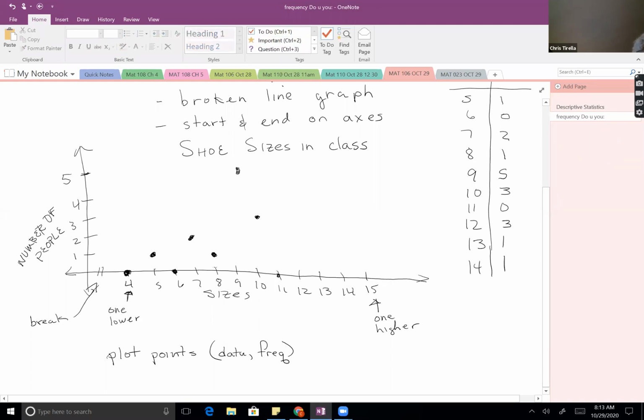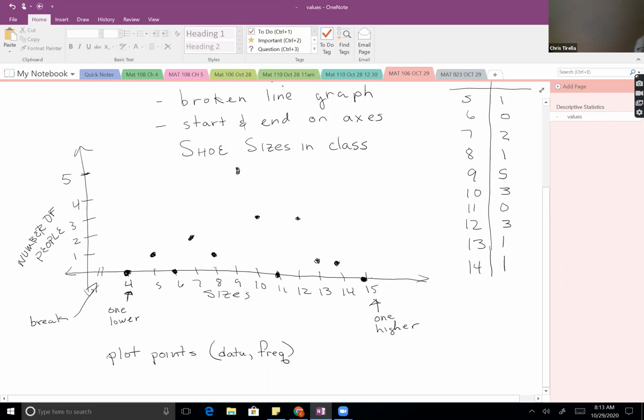Nobody had an 11. I'm back down to 0. 3 people had a 12. One person had a 13. One person had a 14. And again, we want to end on the axis. We're going to make note of the fact that nobody had a 15.